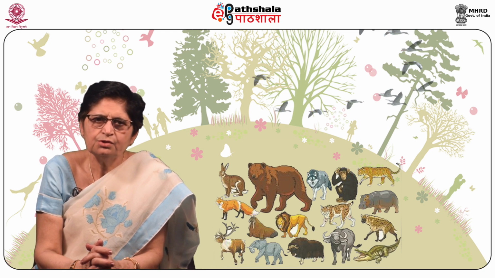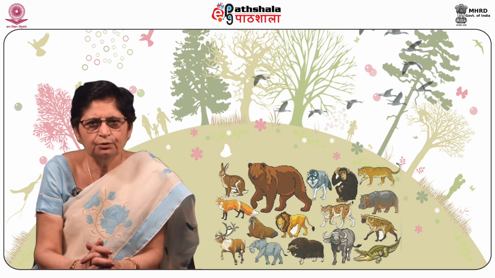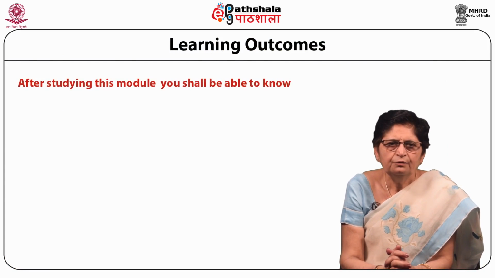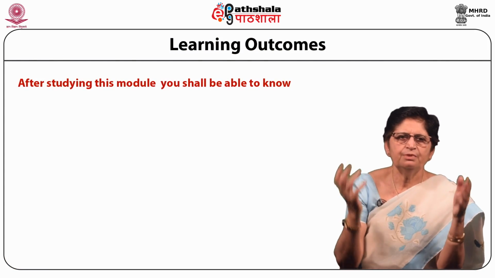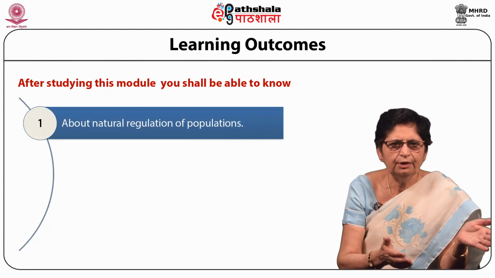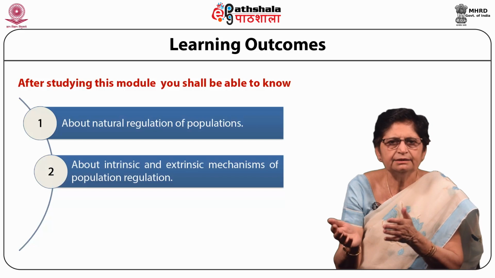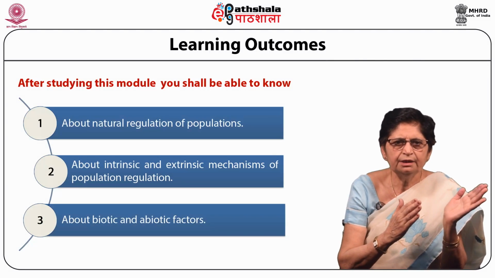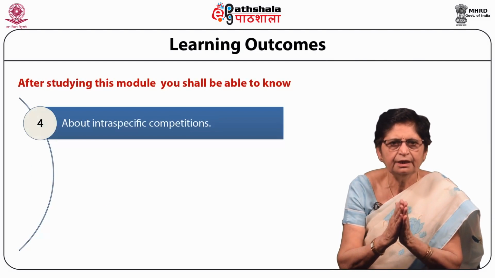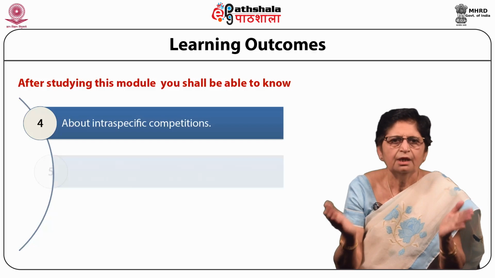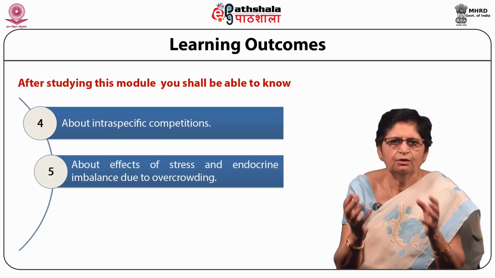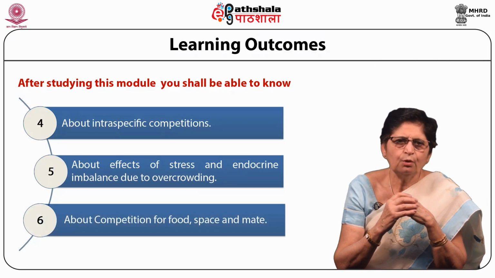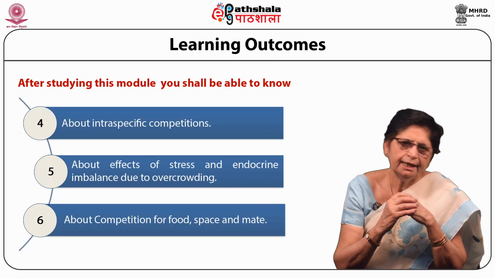Today we are going to talk on module Population Growth Regulation from the paper Principles of Ecology. After studying this module, you shall be able to know about the natural regulation of population, about the intrinsic and extrinsic mechanisms of population regulation, about the biotic and abiotic factors, about intraspecific and interspecific competition, about the effect of stress on the endocrine imbalance due to overcrowding, and about the competition for food, space, and mate.